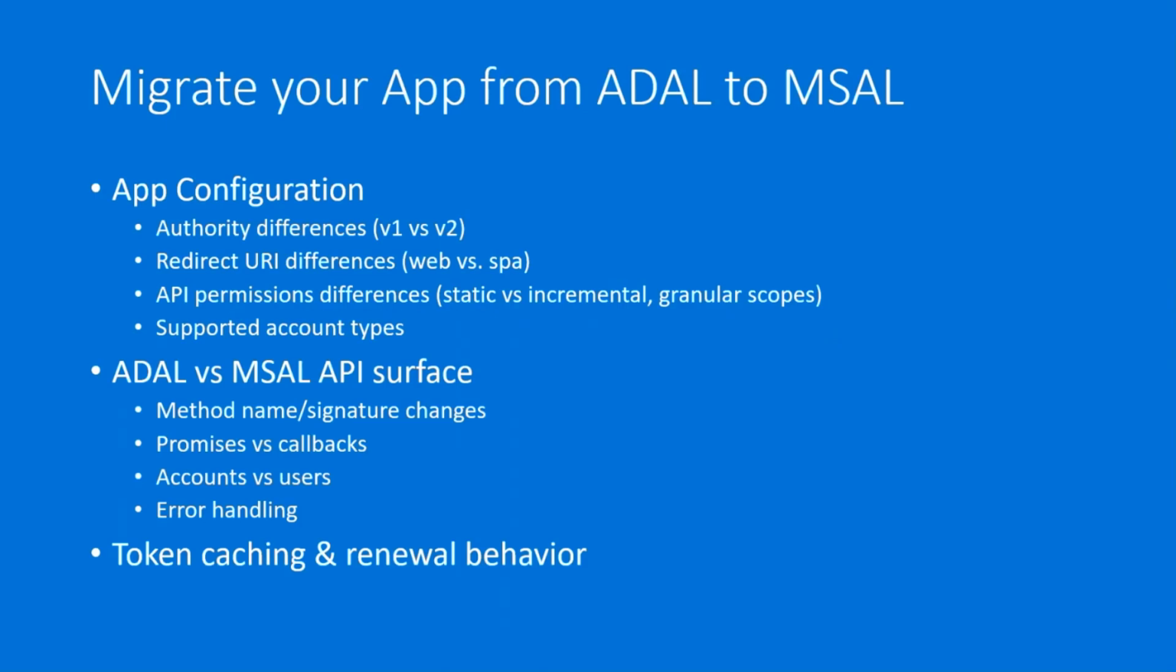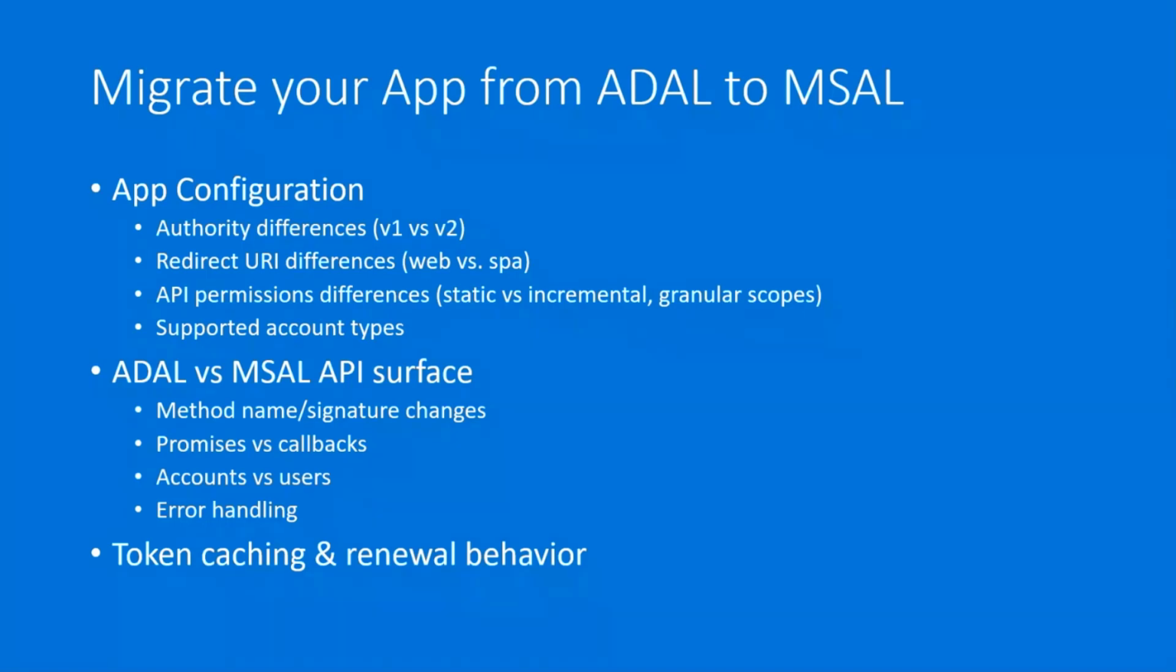So to take a general overview of what we are going through when we are migrating our apps, the main aspect of difference is how you're going to configure your application, how the configuration differs between ADAL and MSAL. These are mainly about the authority differences, the endpoints that your apps are using to sign in users and obtain tokens. Then we'll talk about differences about the redirect URI types, the different types of redirect URIs MSAL versus ADAL uses. We'll touch upon how API permissions differ, how obtaining an access token differs between ADAL versus MSAL.